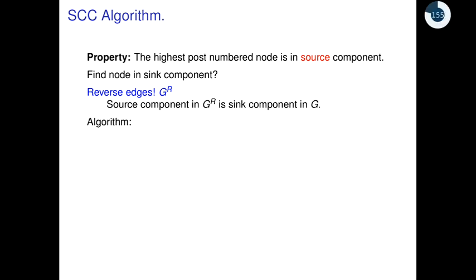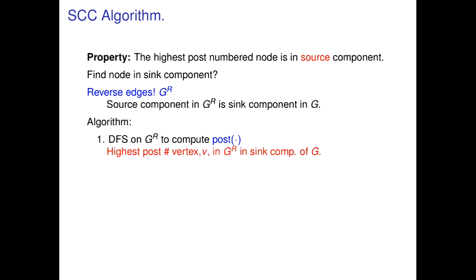Okay, so here's the algorithm. You run DFS on G sub R to compute the post-order numbers. You take the graph, you reverse all the arcs, you write the adjacency list. It's a little puzzle that they sometimes give you on coding interviews: how do you reverse the edges in a graph? You should look it up. Now, the highest post-order number vertex V in G sub R is in a sink component of G, of the directed graph G itself. Now you output the nodes visited in Explore V, and that's going to give you all the vertices in the sink component.